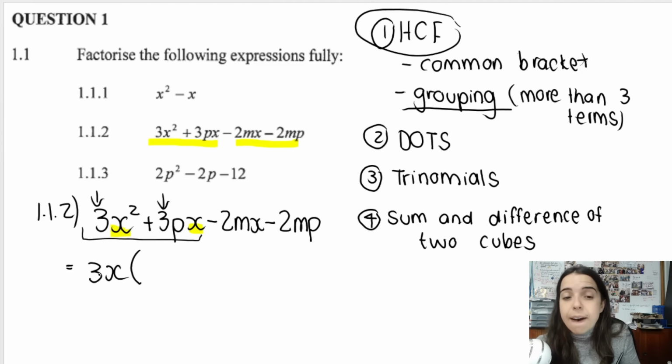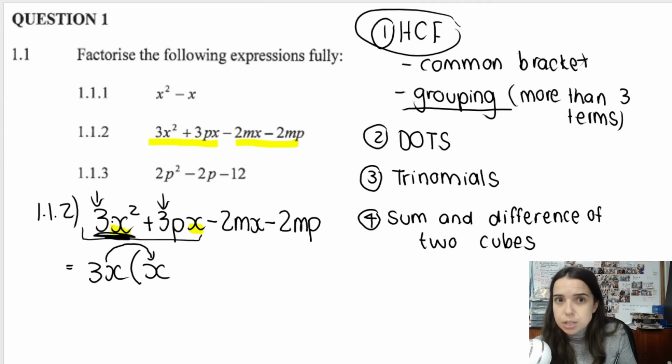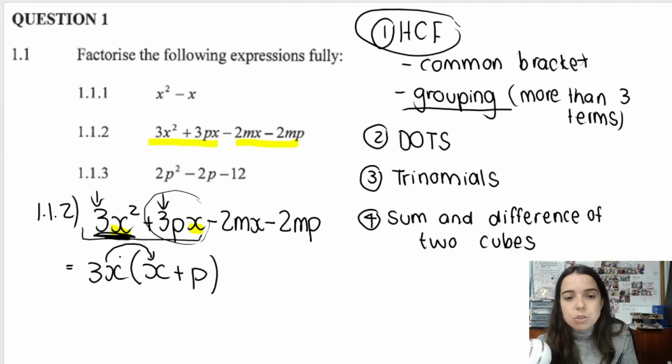3x squared divided by 3x leaves me with x. Or you can ask yourself, what must I multiply 3x by to get 3x squared? And the answer is x. 3x times x is 3x squared. Then we do the same thing with this term over here. So 3px divided by 3x, we're left with p. Just check to see if the signs also make sense. So 3x times positive x is 3x squared. 3x times p is positive 3px. That makes sense. Always distribute out to check if you factorize correctly.